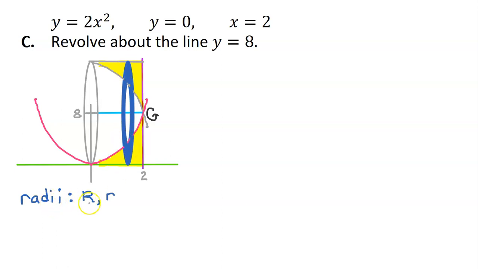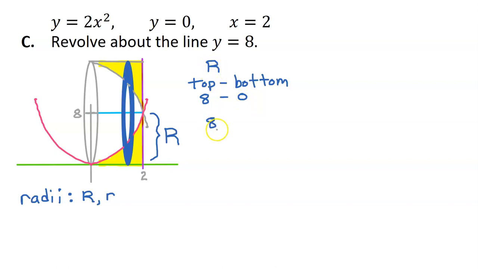Step 1 is to find an expression for both radii of the washer, the big radius and the small radius going to just the edge of the hole. Let's start with the big radius. When the radius is vertical, you can find an expression by subtracting the top function minus the bottom function. In this case, the top of the radius is 8, and the bottom of the radius is 0. We don't need the minus 0 part, so an expression for the big radius will just be 8.